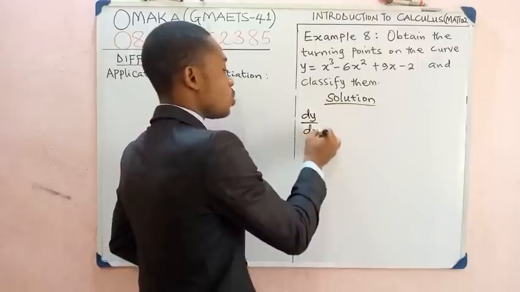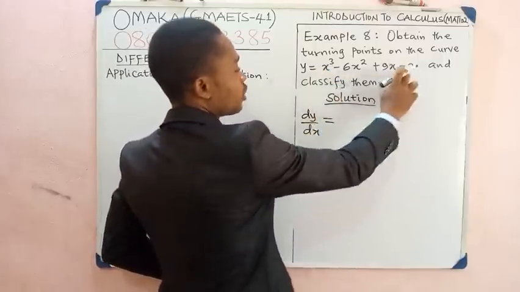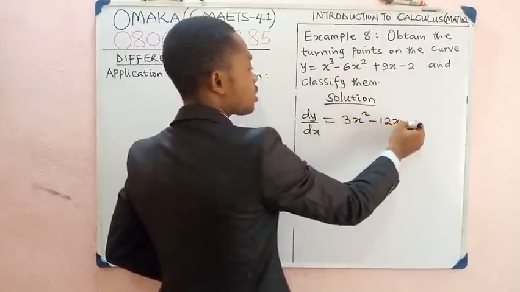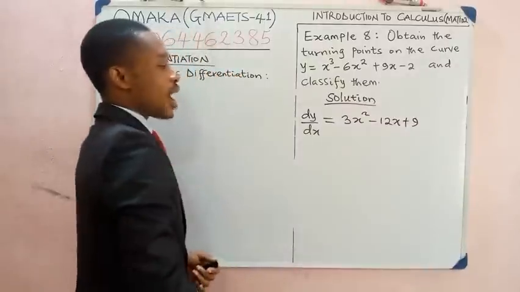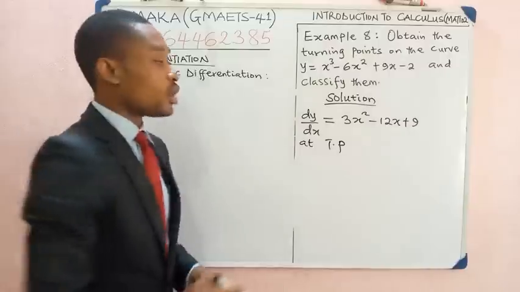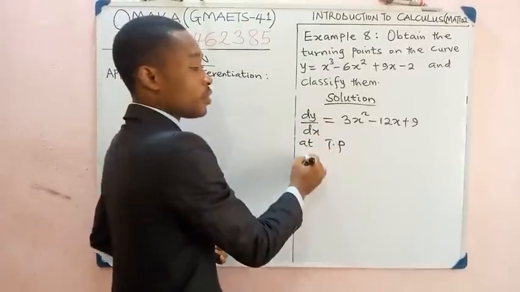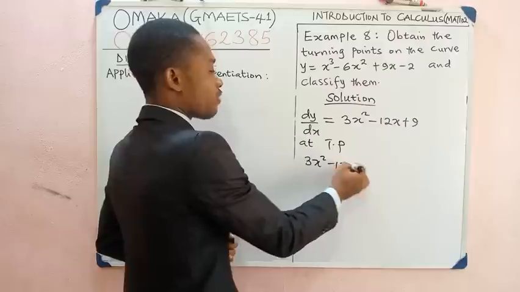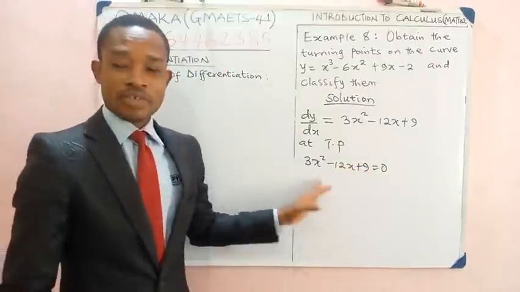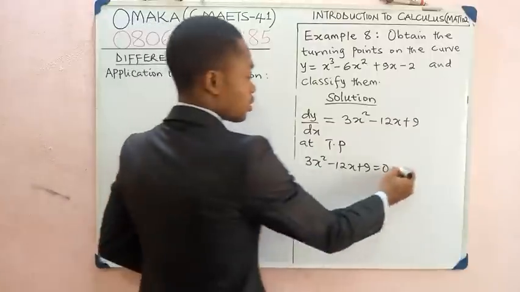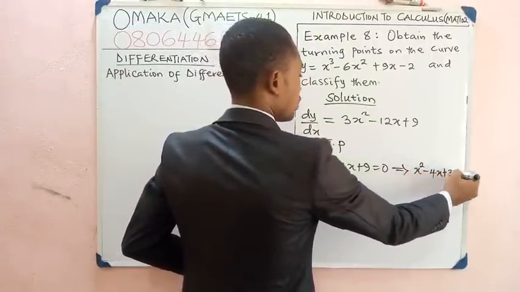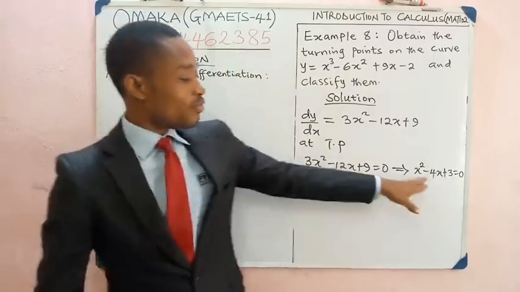First, we proceed with dy/dx straight ahead. Differentiate this function with respect to x. You're going to get 3x squared minus 12x plus 9. Alright, so at the turning point, at TP, let me abbreviate, this first derivative will be equal to 0. So we're going to have 3x squared minus 12x plus 9 equal to 0. You can reduce this, you see 3 is common to them, so if you divide by 3, this will give you what? It implies x squared minus 4x plus 3 is equal to 0. So all you need to do is to factorize this expression.